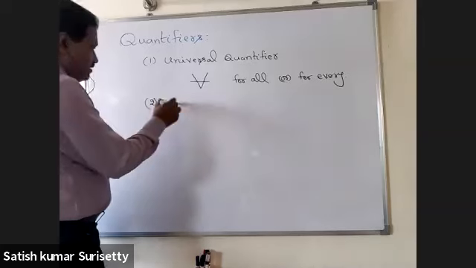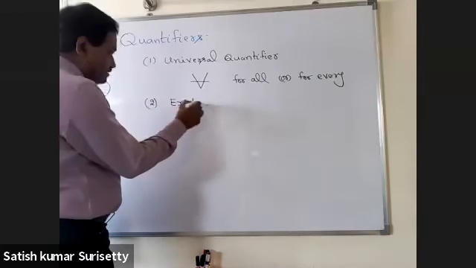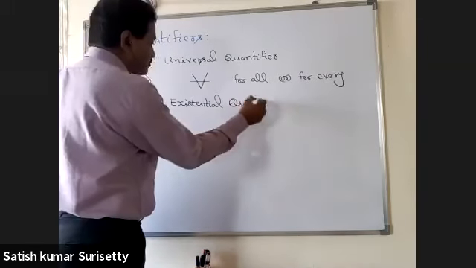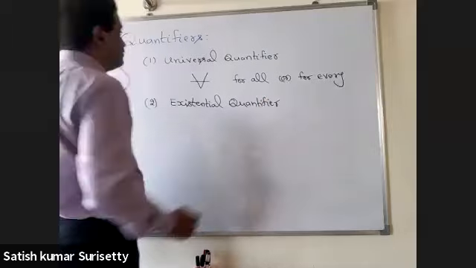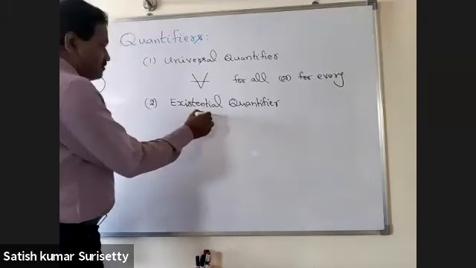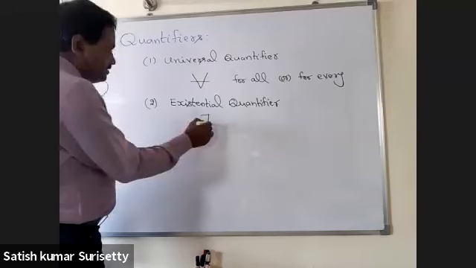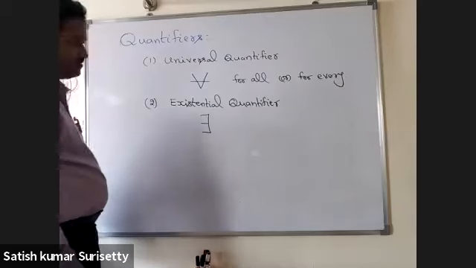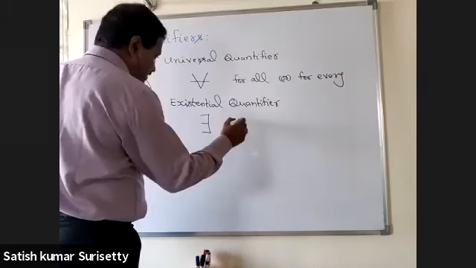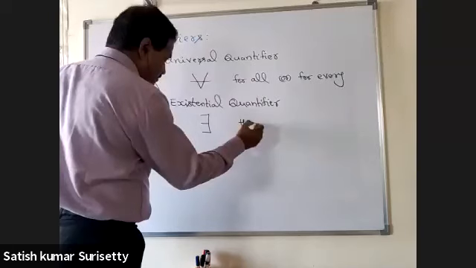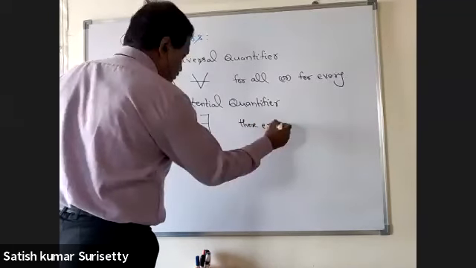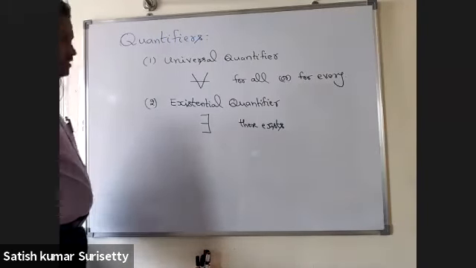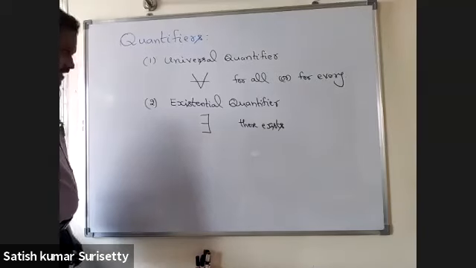Second one, existential quantifier. The symbol is inverted E, and you have to read it as there exists. So quantifiers are two. One is universal quantifier and another is existential quantifier.